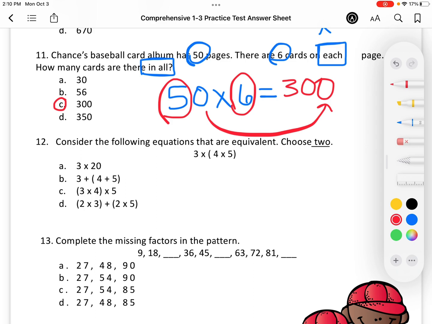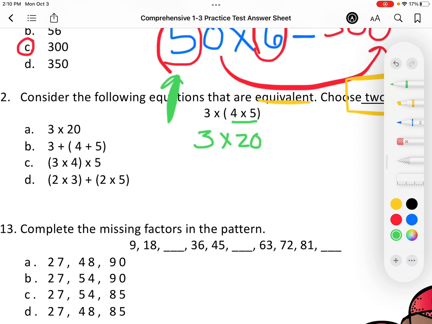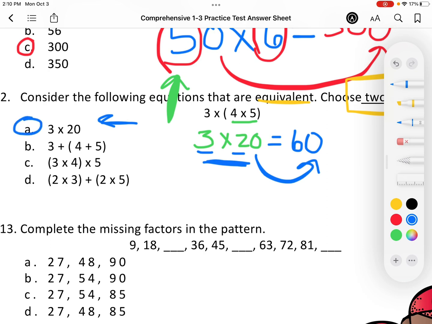For number 12, considering the following equations that are equivalent, we know equivalent means equal, and we have to make sure to choose 2 answers. So we need to solve this equation first. 4 times 5 is 20. 20 times 3 is just like we did up here. We're going to do 3 times 2 is 6, and then put the 0 at the end. We know that this equation right here is the exact match to A, so that is one of them.